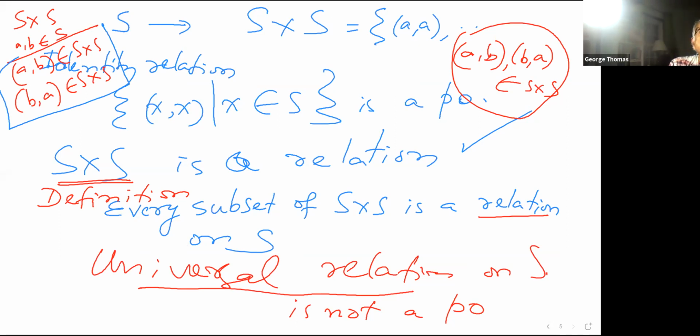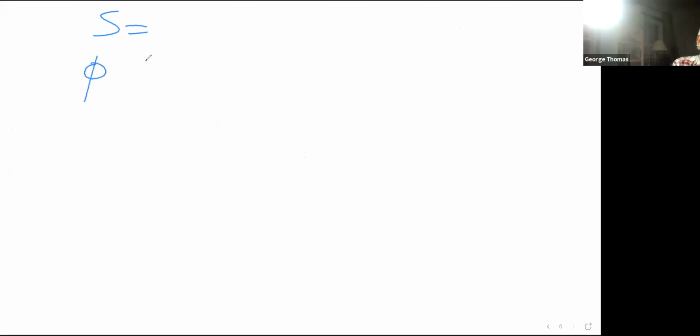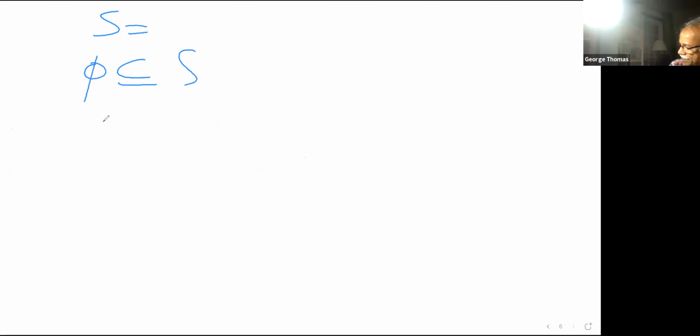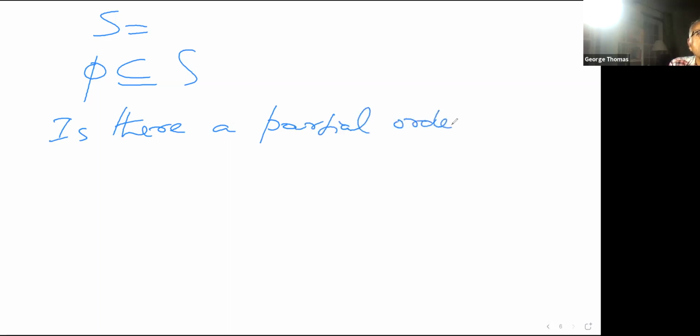And finally, before we leave this philosophy, suppose you have a set S. Is the empty set contained in S? Yes. Now, the question is, is there a partial order on the empty set? Let me see.